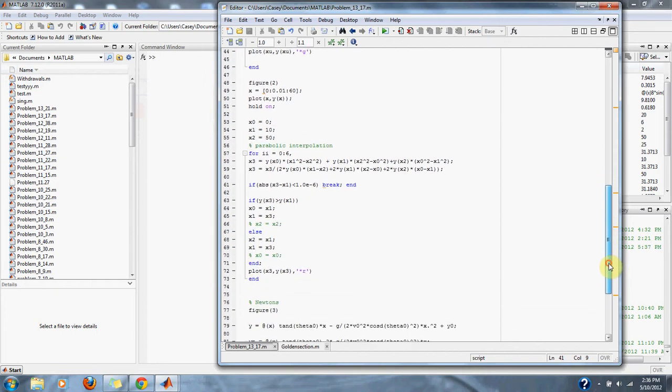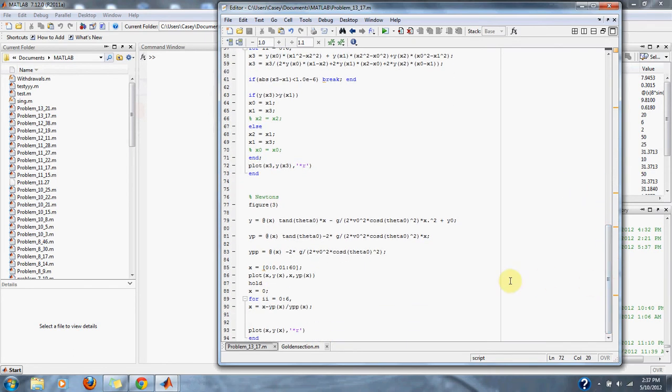Also, we can solve it through parabolic interpolation, where we take three points that are jointly bracketed, and we fit these points to the parabola. And here's the equation for the parabolic interpolation that we run through the following conditions, which will also find our maximum.